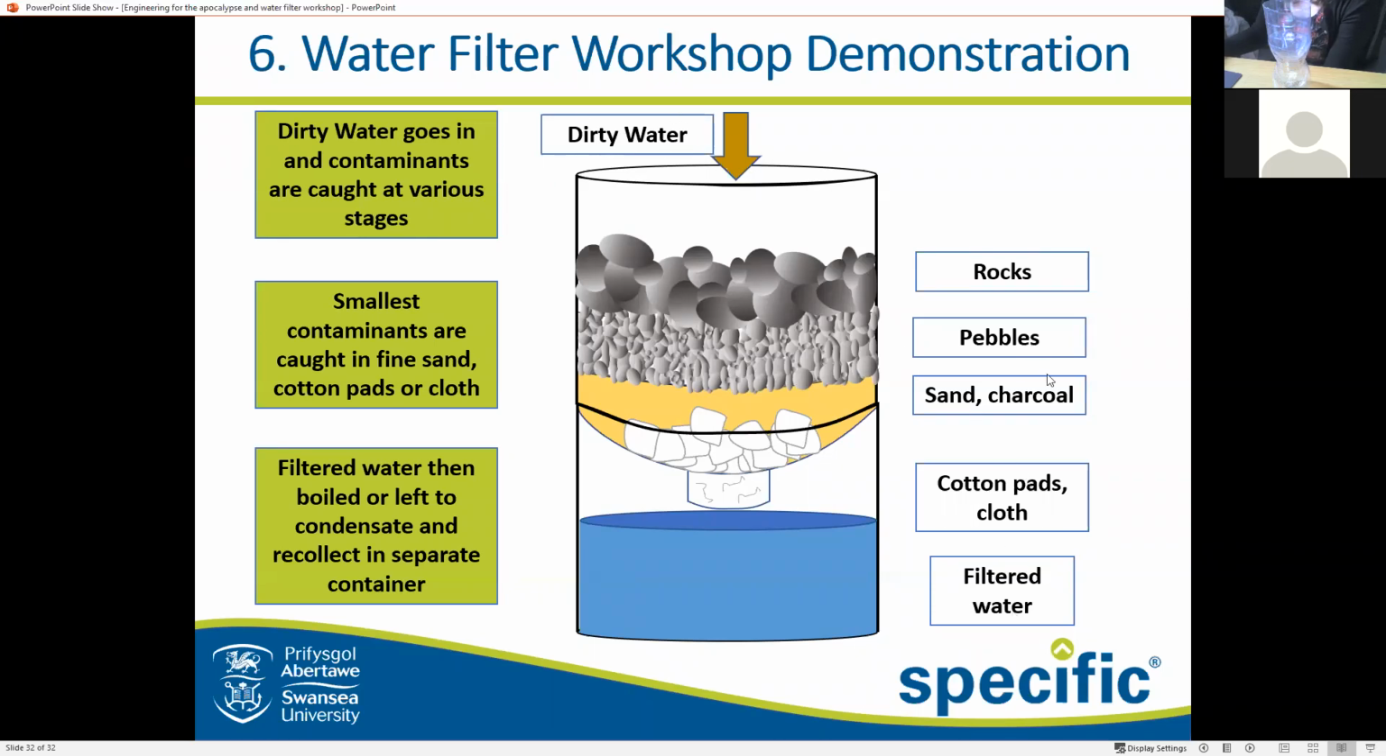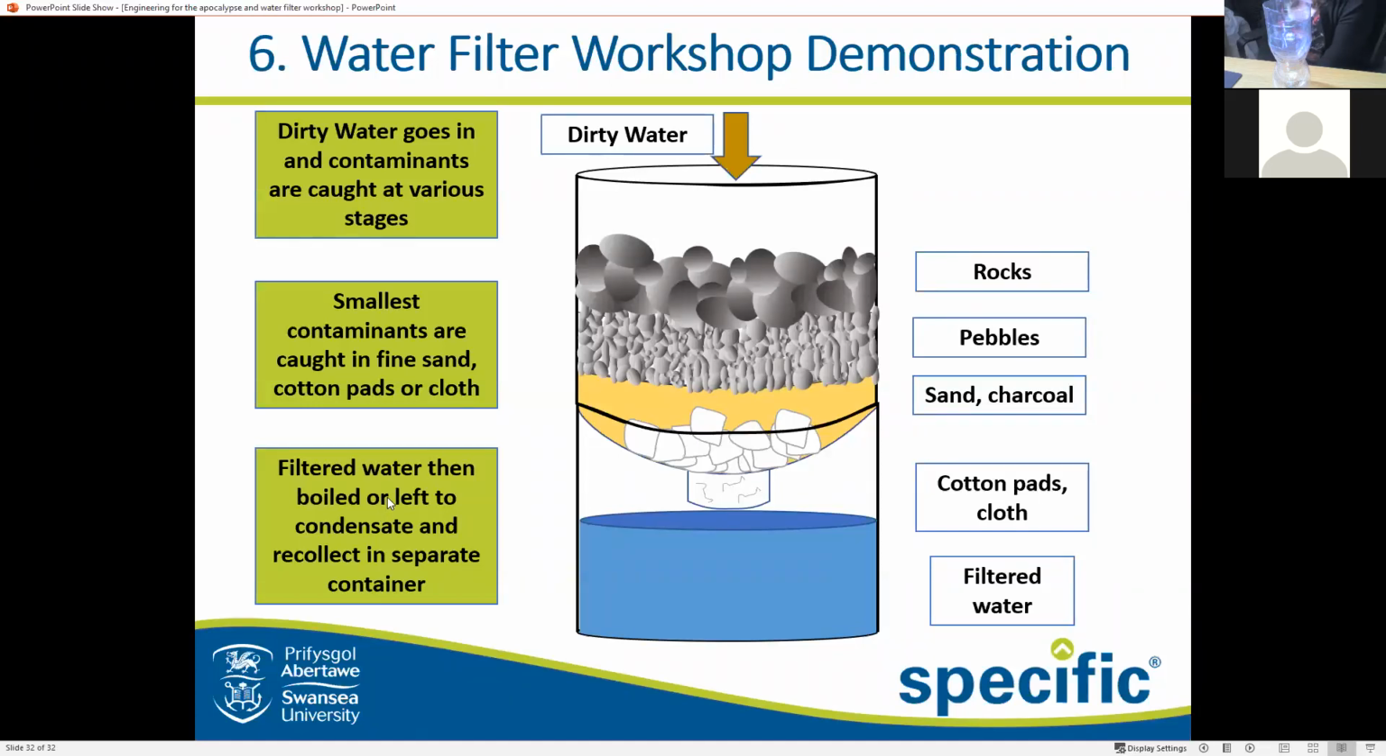Our filter we're making today will consist of several layers. So this will have rocks and pebbles at the top, working down to finer particles like sand and charcoal, and then moving down to either cotton pads or some cloth, with the idea of this being able to catch any of the smaller particles and prevent them from passing through to our filtered water. You may have to pass this through a few times to ensure all of it's collected. So this enables us to get rid of smaller and smaller bits.